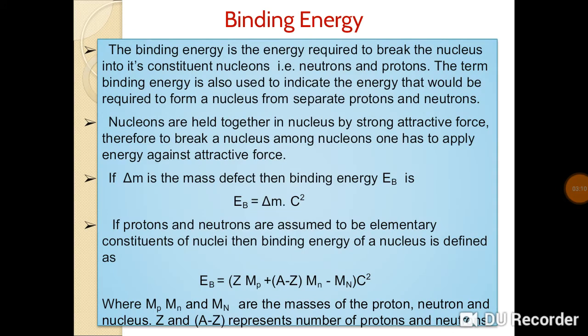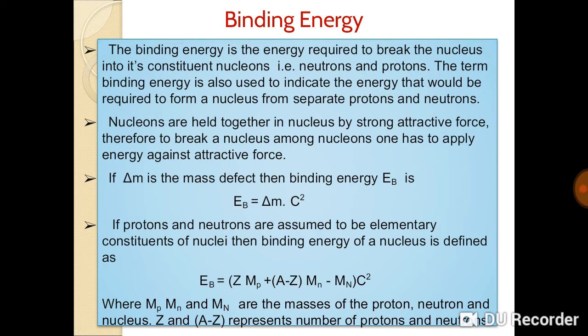Binding energy is the energy required to break the nucleus into its constituent nucleons, that is, neutrons and protons. The term binding energy is also used to indicate the energy that would be required to form a nucleus from separate protons and neutrons. Nucleons are held together in the nucleus by strong attractive force. Therefore, to break a nucleus into nucleons, one has to apply energy against this attractive force.